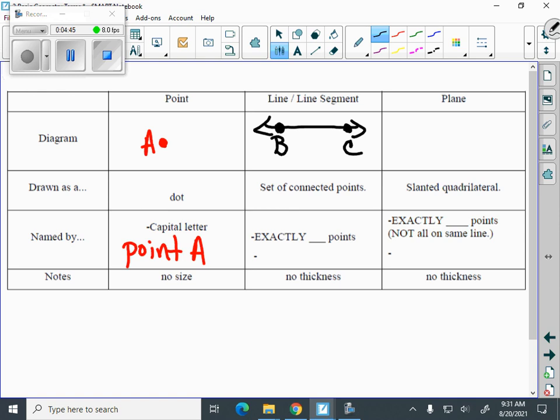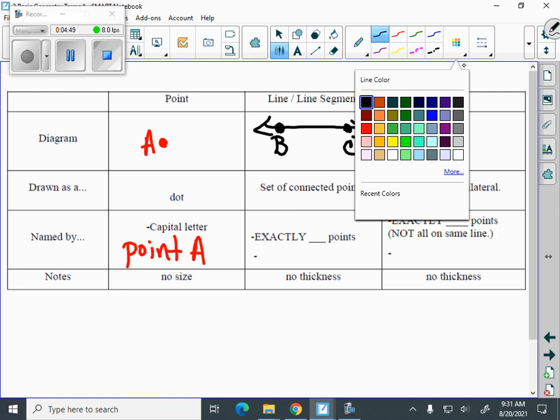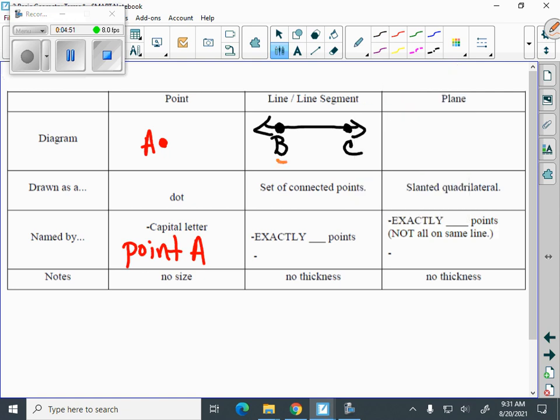If we look at a line segment, it is just going to be a part of a line. So here we can say DE, still a set of connected points. The difference is that on DE, we have a starting point and an ending point.